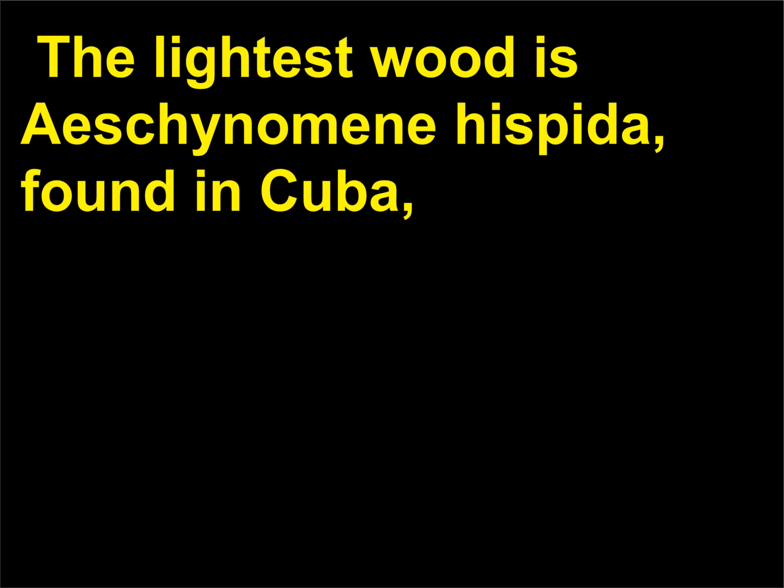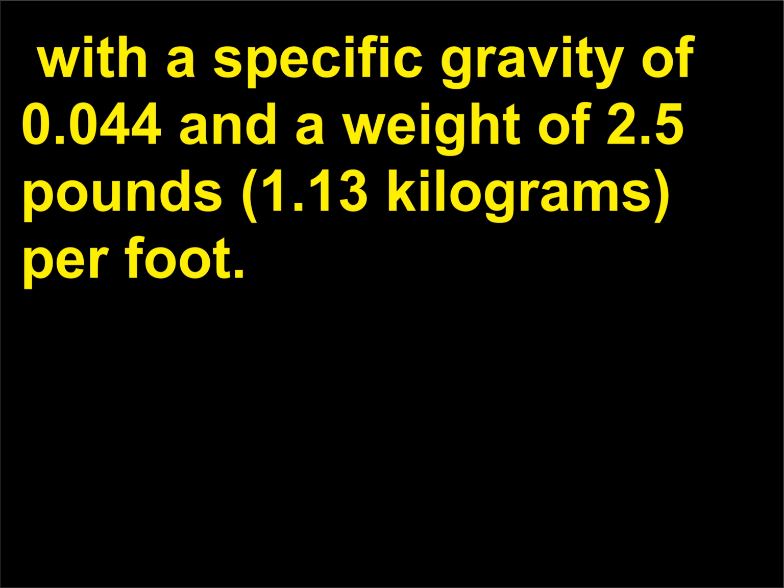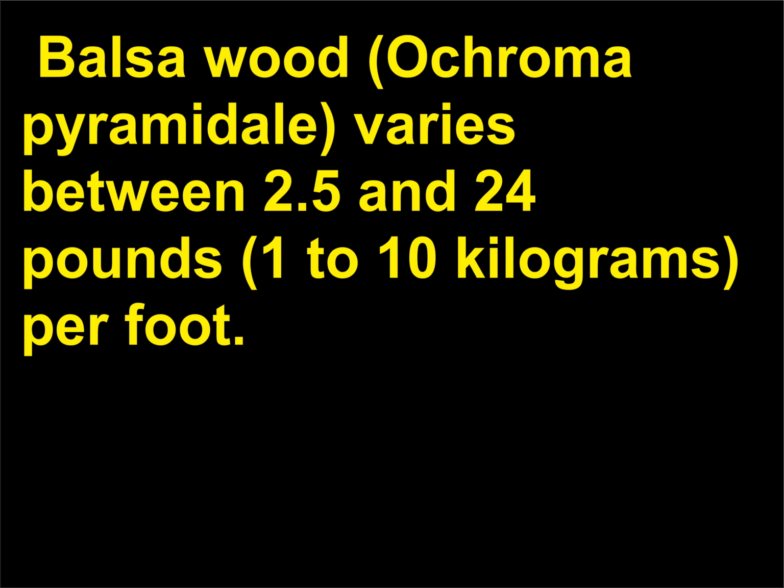The lightest wood is Aeschynomene hispida, found in Cuba, with a specific gravity of 0.044 and a weight of 2.5 pounds, 1.13 kilograms, per cubic foot. Balsa wood, Ochroma pyramidale, varies between 2.5 and 24 pounds, 1 to 10 kilograms, per cubic foot.